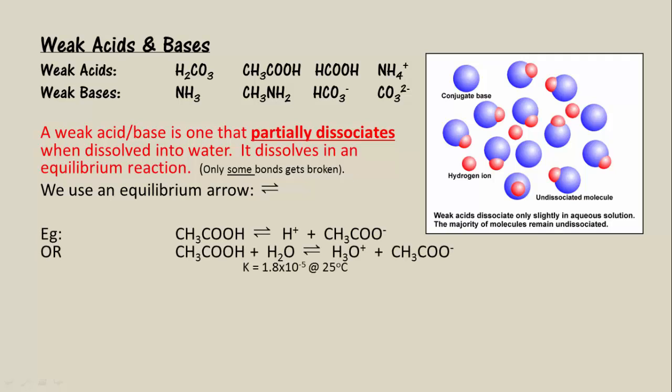Here's an example using ethanoic acid and water. Both of these equation forms are correct, but the second equation is a better representation as it shows the acid-base proton transfer from the ethanoic acid molecule to the water molecule, which is actually what occurs in water. Because this is an equilibrium reaction, there will be an equilibrium expression and an equilibrium constant that goes with it. For ethanoic acid, the value of the equilibrium constant is 1.8 times 10 to the minus 5 at 25 degrees.